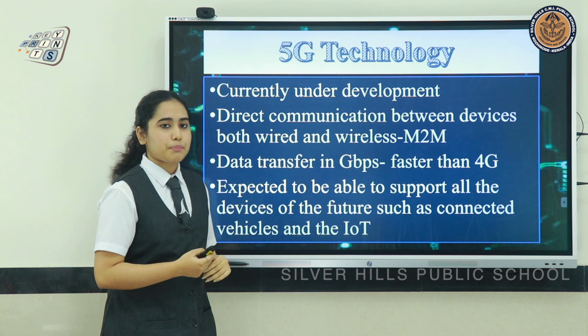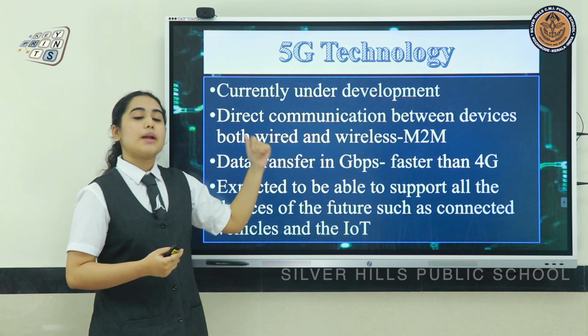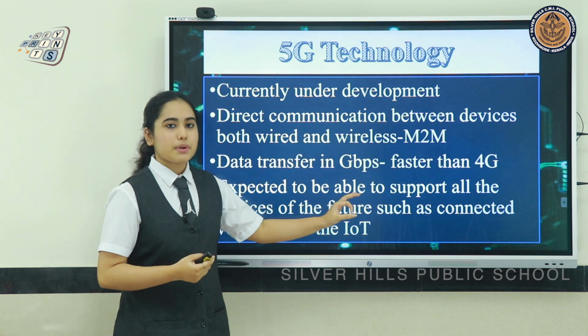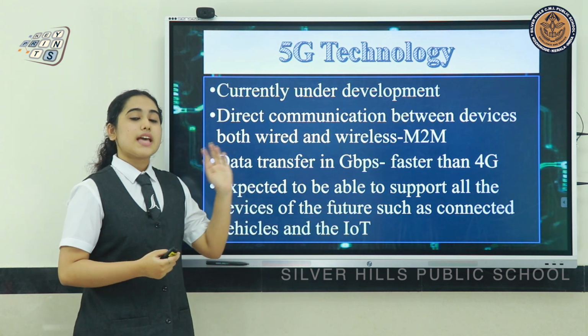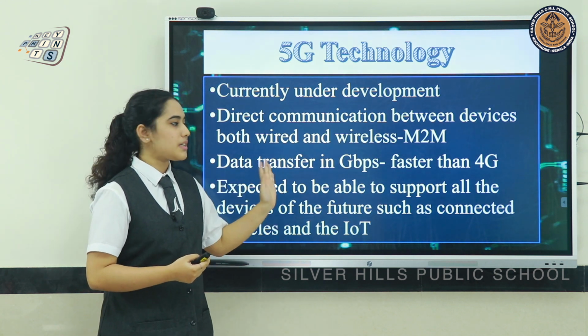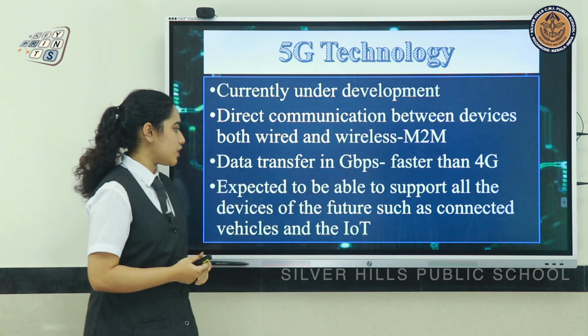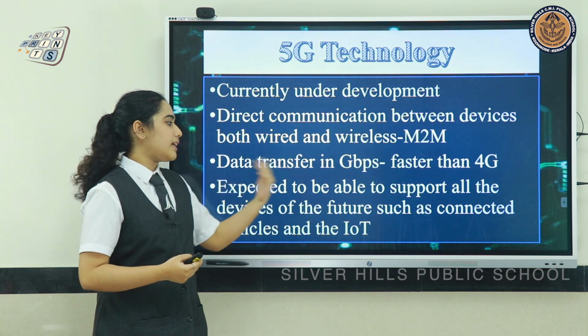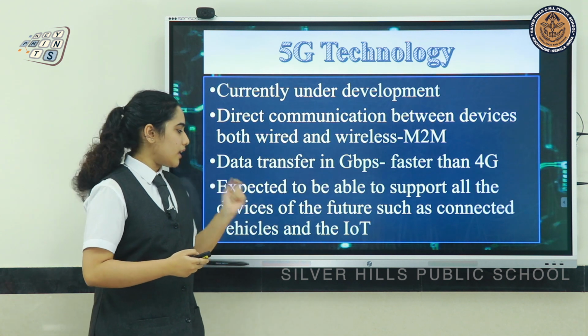So, we can have direct communication between devices. It can be both wired and wireless, and data transfer is in Gbps. Now, our 4G was Mbps to Gbps. In 5G technology, it is completely in Gbps. That means it is much faster than 4G technology, and is expected to be able to support connected vehicles. That is, you can connect a vehicle to another vehicle.